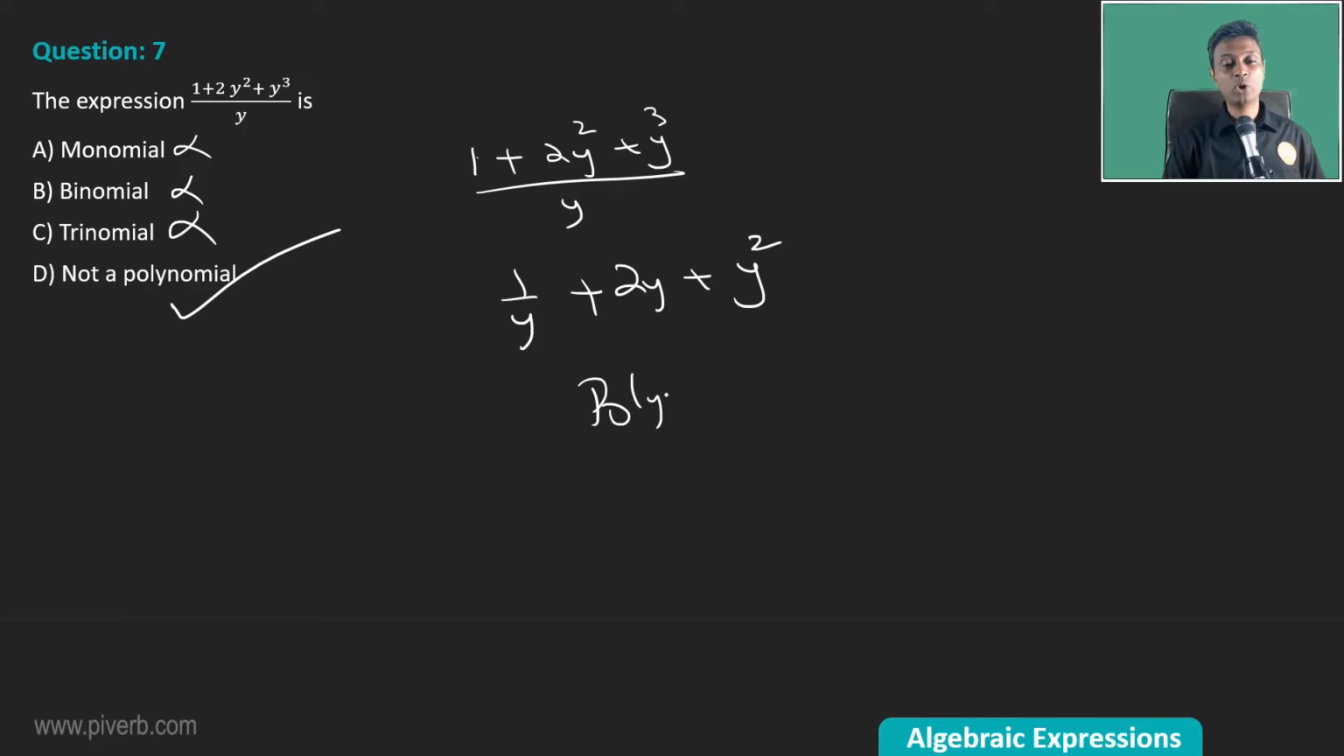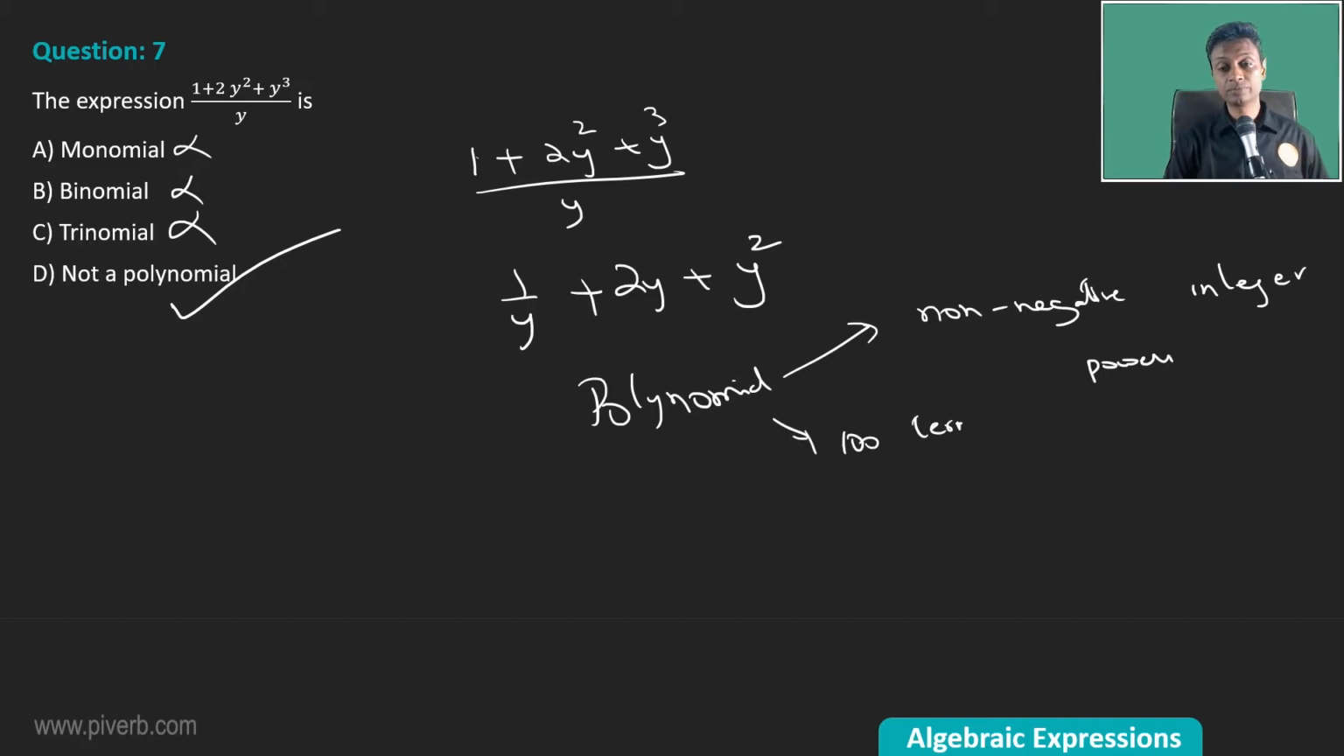A polynomial can have any number of terms, can have any degree, but it should have non-negative integer powers for its variables. Fine. It can have 100 terms. It can have plus or minus. It can have 23 variables.